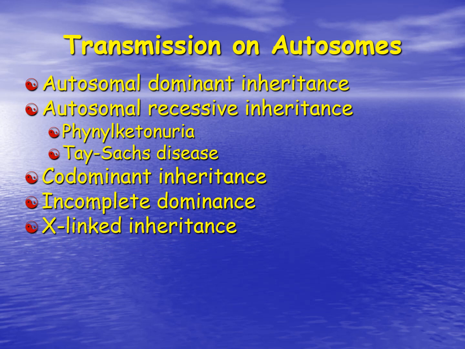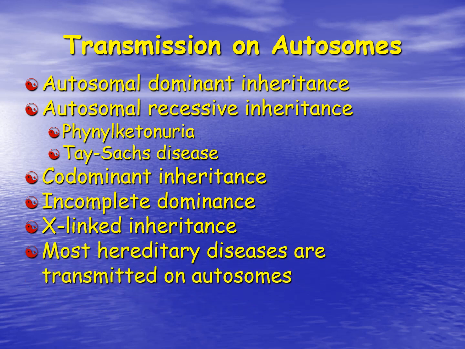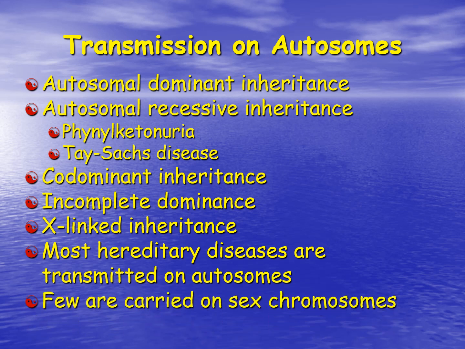And then we have the X-linked or sex-linked inheritances. These are diseases that are carried on the X chromosome of the 23rd pair. Most hereditary diseases are transmitted on the autosomes, however. Very few of them, there are a few, such as color blindness and hemophilia, are carried on the sex chromosomes.